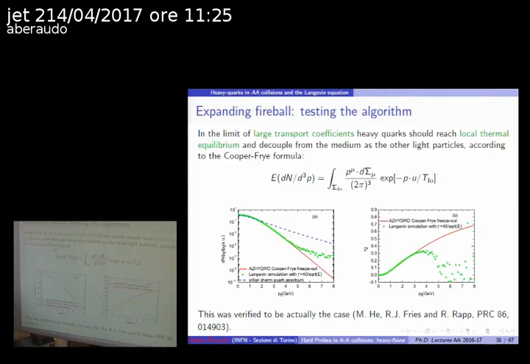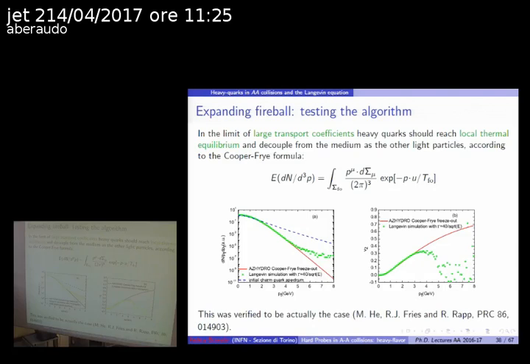So this was a study, for instance. Here I show you the study carried out by this group, which I think is very interesting, because they tried to check that also in the case of an expanding medium, they are able to correctly describe the physics. And so which was their strategy? Their strategy was to perform a transport simulation with very, very large transport coefficients, so that it should be guaranteed that you approach local thermal equilibrium with the medium.